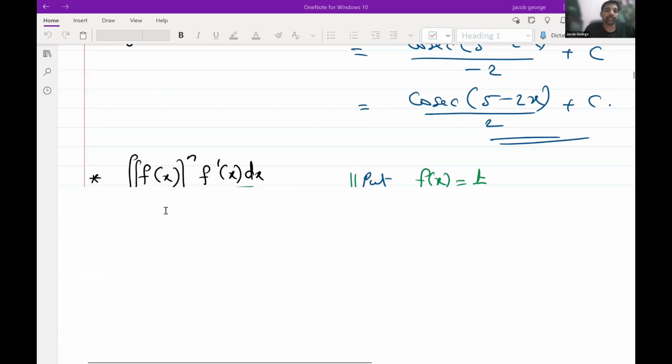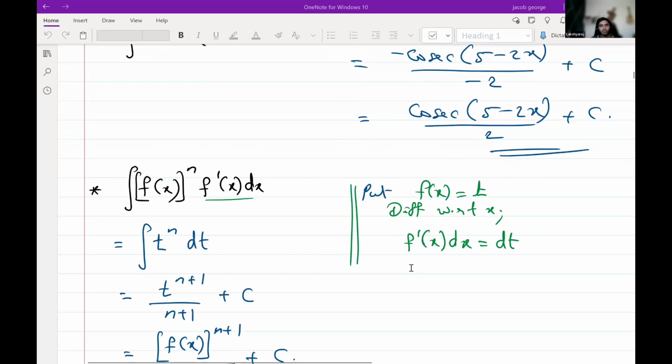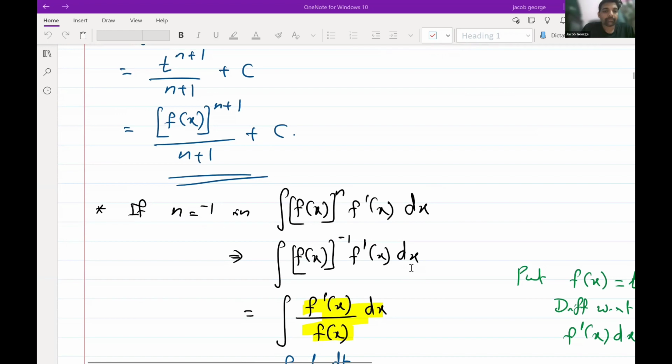This is the first rule. And if a derivative comes there, we have to put the substitution f of x is equal to t. We put f of x is t, and then f dash x dx will be dt, and then we can easily do it. If some function is raised to n, and outside there is its derivative, put that function equal to t.